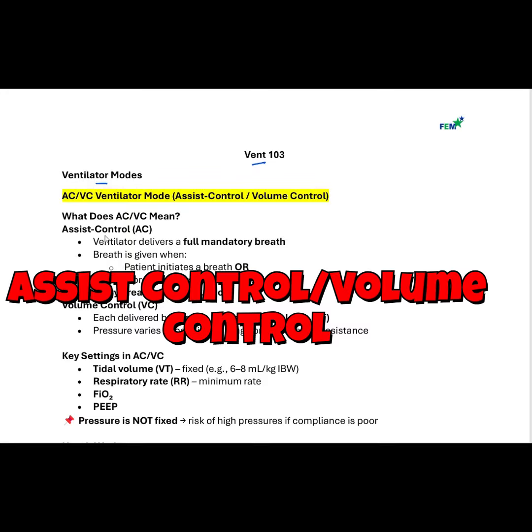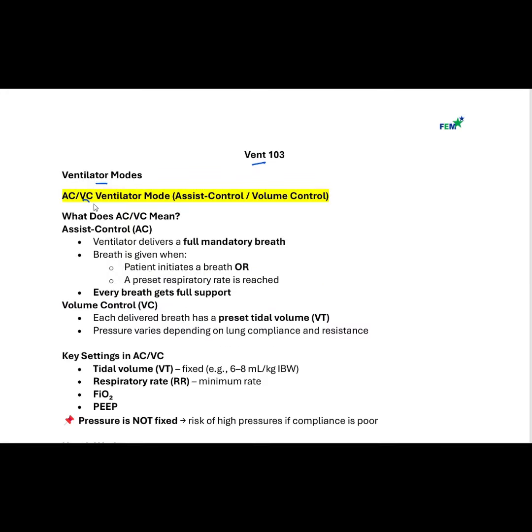We'll be talking about one of the most common modes that we use in the intensive care unit. And this is the AC/VC ventilator mode, which is also called assist control, volume control. So the AC there is assist control and the VC there is volume control. So what does AC/VC mean?